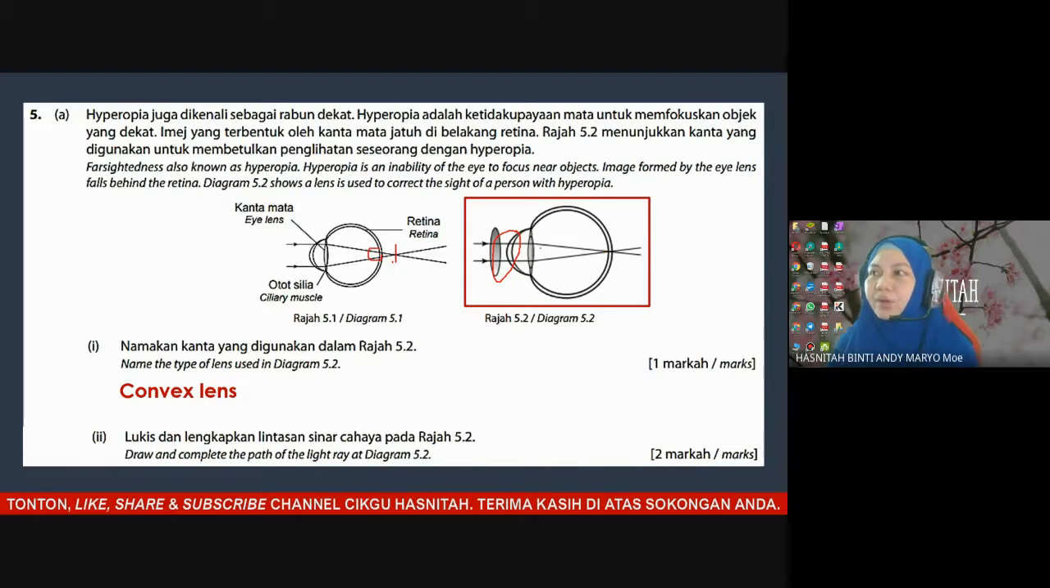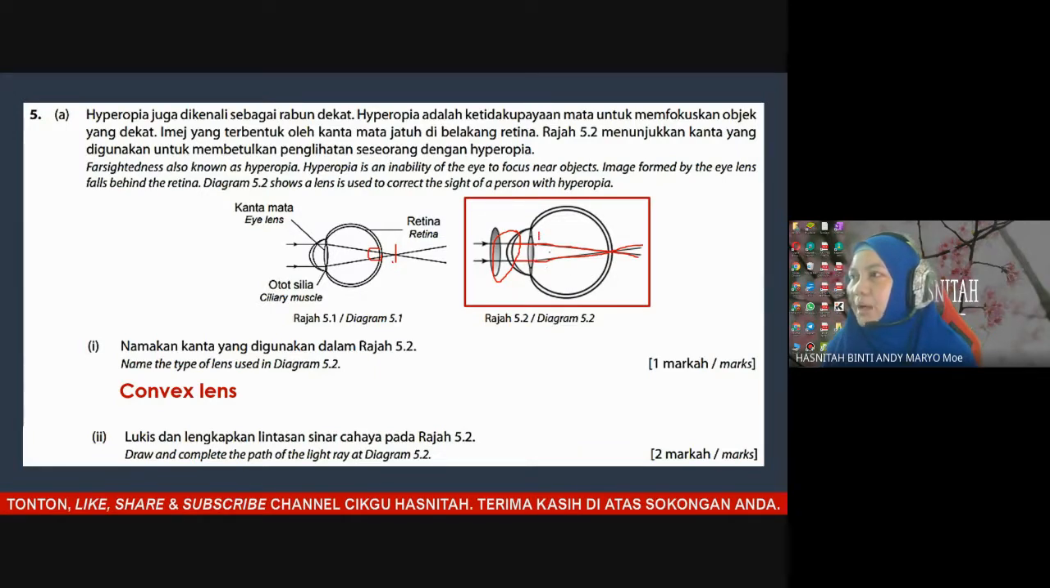Okay, so you have draw, you sambung saja lukisan ini. This one enter parallel, and then this one it will be focused on the retina. Okay, so actually retina itu is the focal point of these lenses. Okay, it will focus there. Okay, then, so you have 3 marks for that. The first mark, this is 2 marks, sorry.